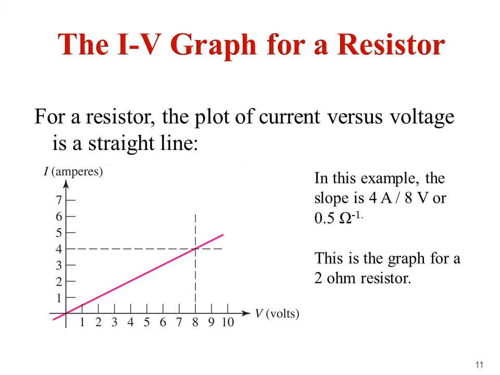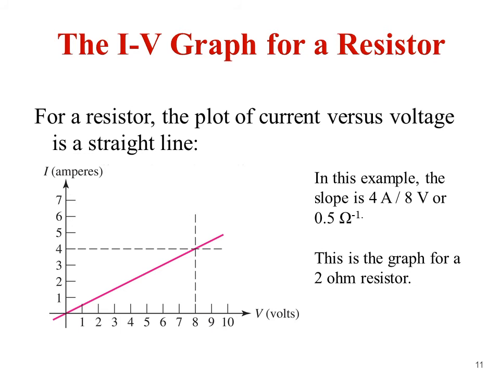If you observe the current and voltage graph for a resistor, the plot of current versus voltage is a straight line. That is nothing but, by definition, V is equal to I into R. If you plot the graph between voltage and current, it has to be linear.